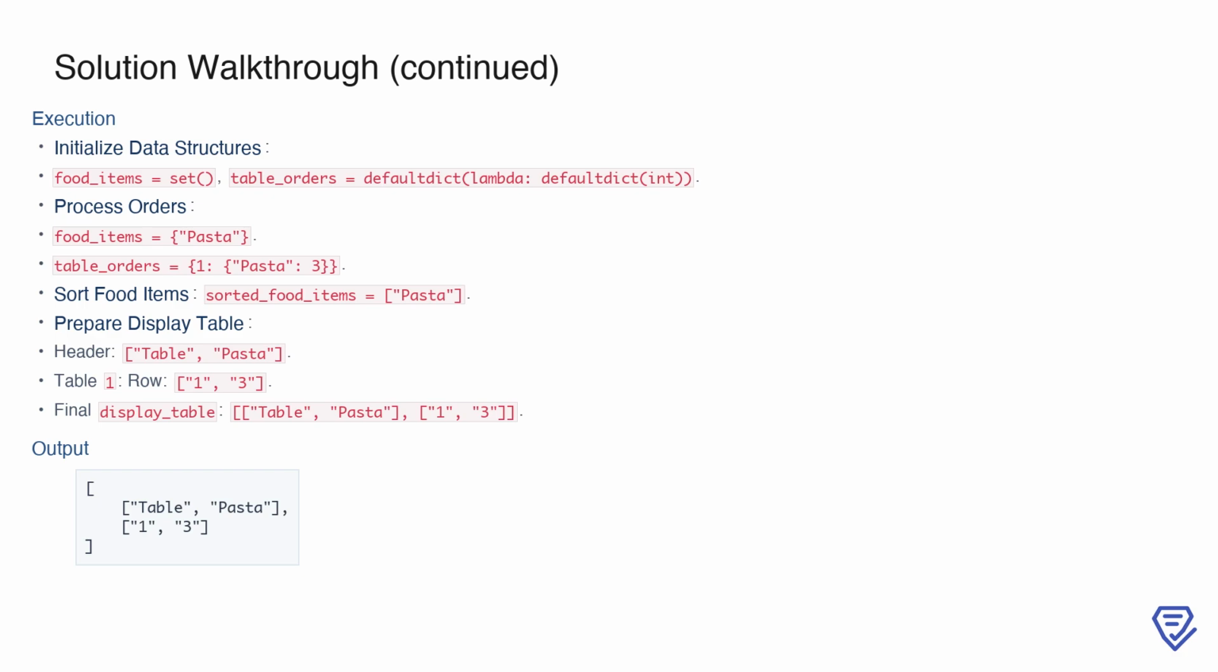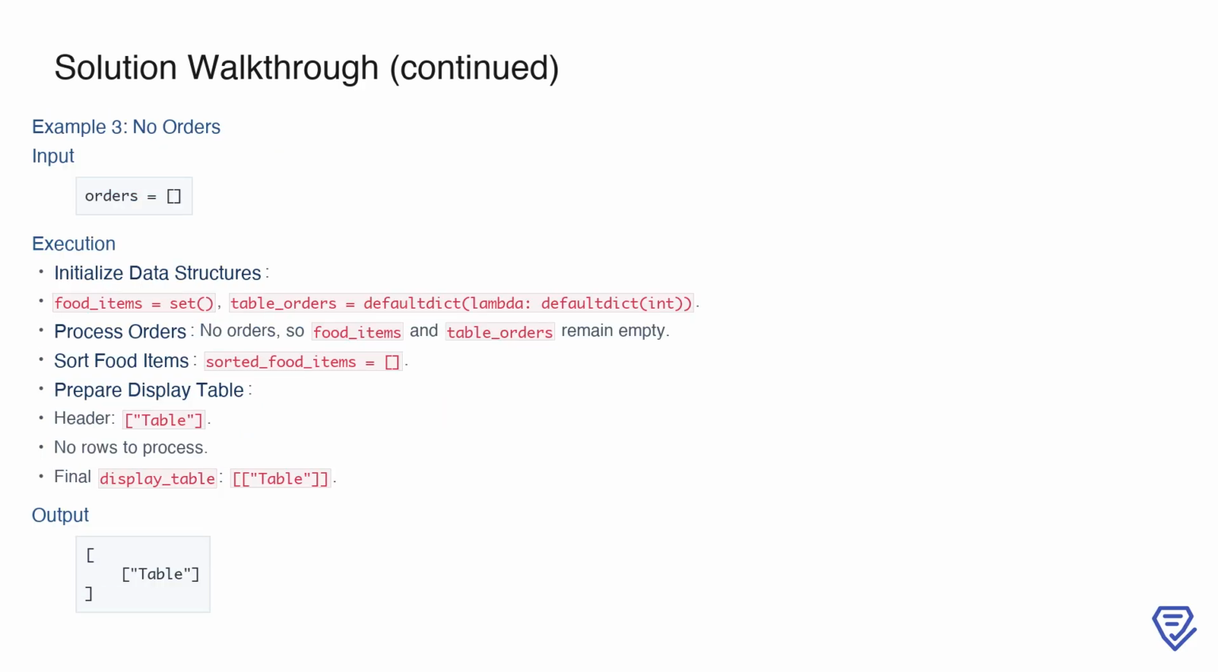After lexicographically sorting food_items, which remains as pasta, we construct the display table. The header row includes table and pasta, and the row for table 1 shows 1 followed by the count 3. The final display table provides a clear view of the single table's order.